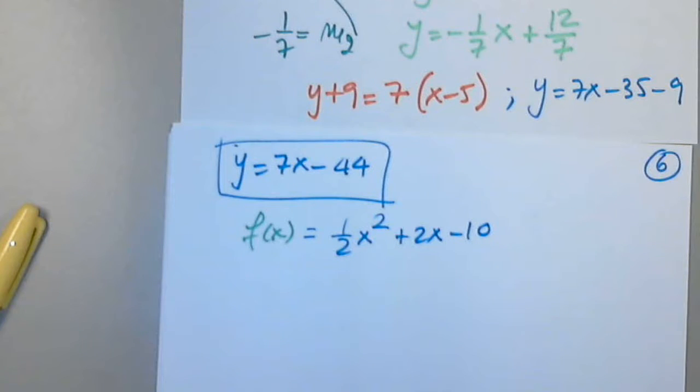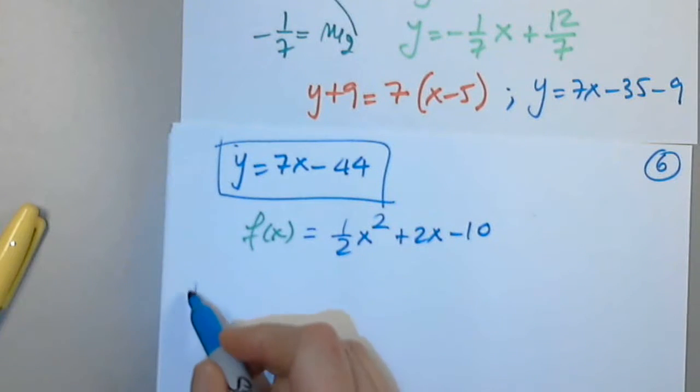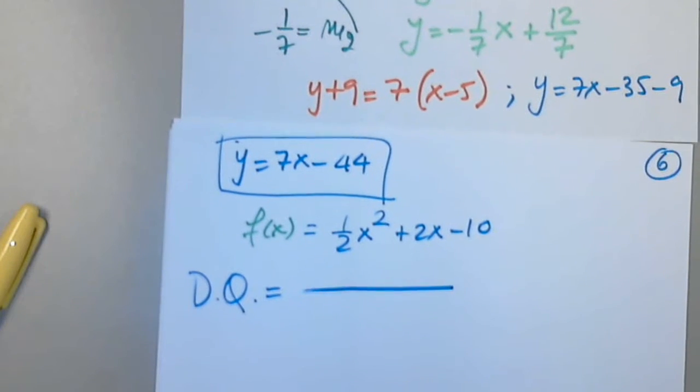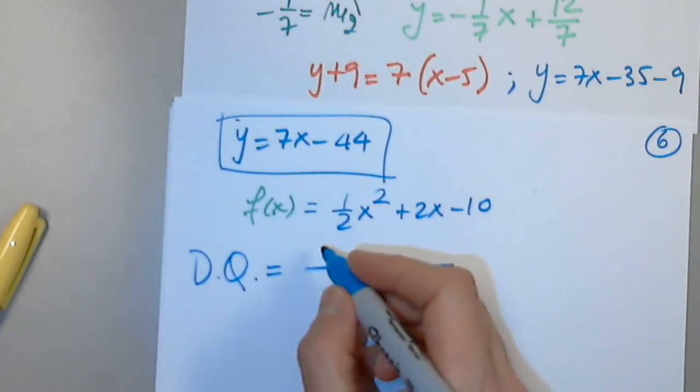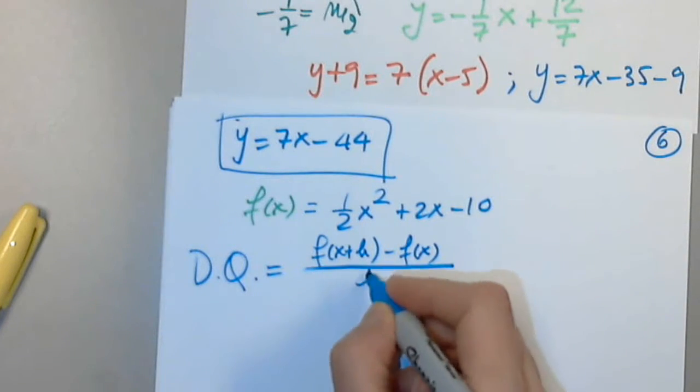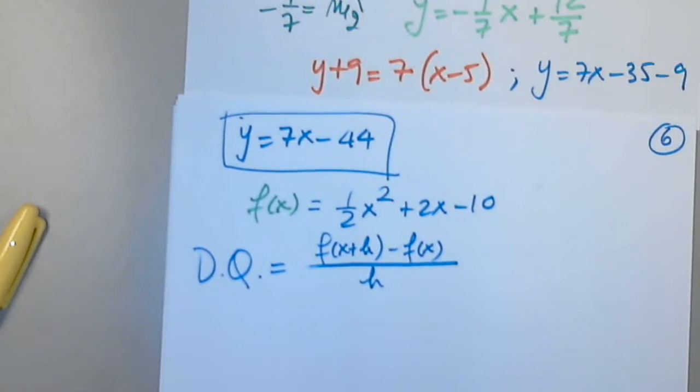We're asked to find the difference quotient. You do not have to remember the difference quotient formula. It is nice if you do, but you don't have to. It will be given to you. So here's the formula: f of x plus h minus f of x, divided by h.